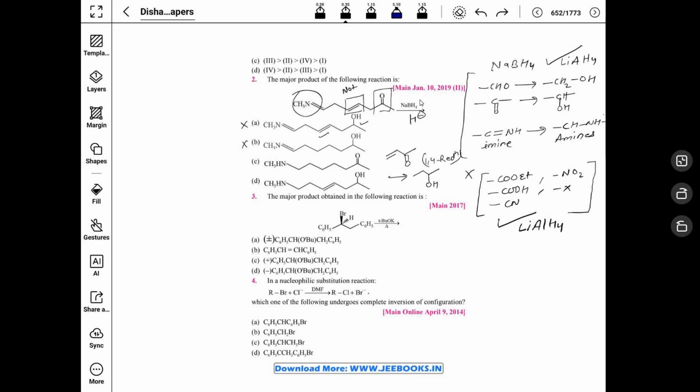Here, as we said, the double bond can't reduce because it is not in conjugation with this ketone. So this is also not the correct answer. The correct answer is this one.